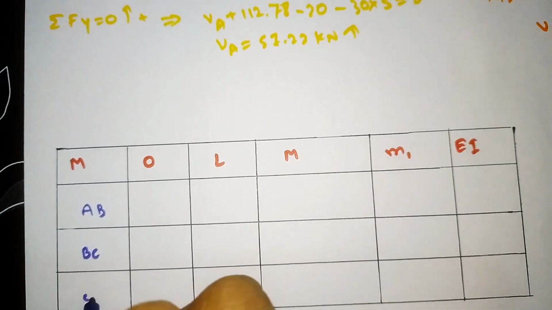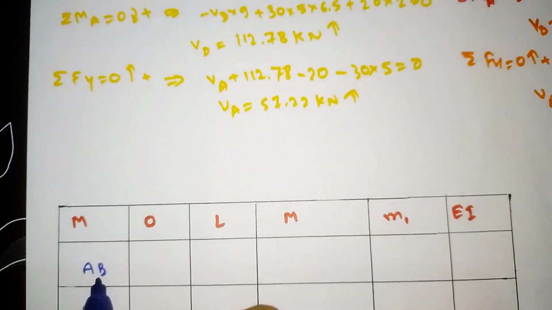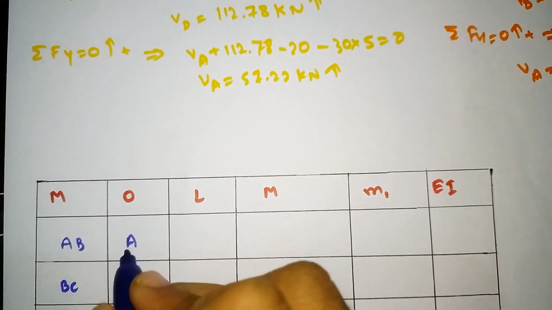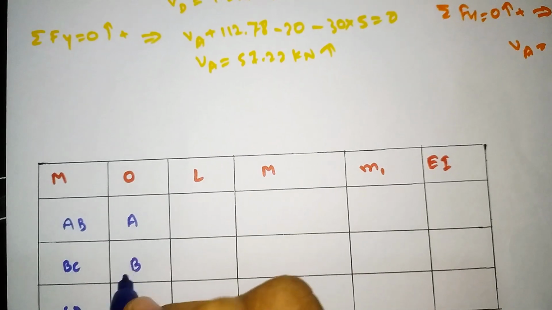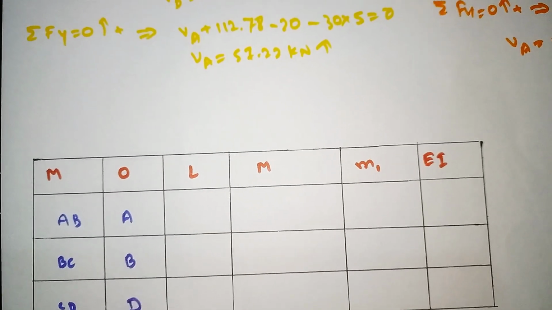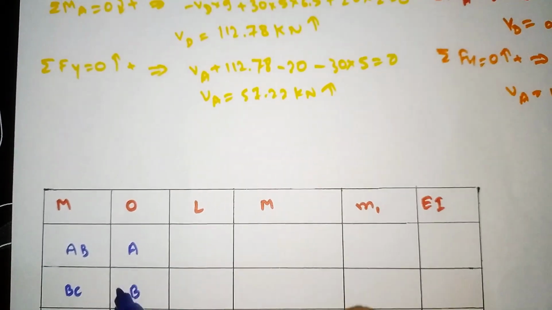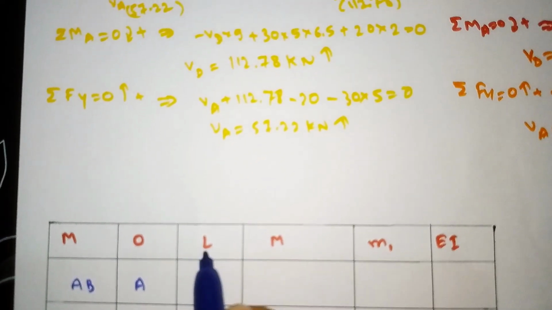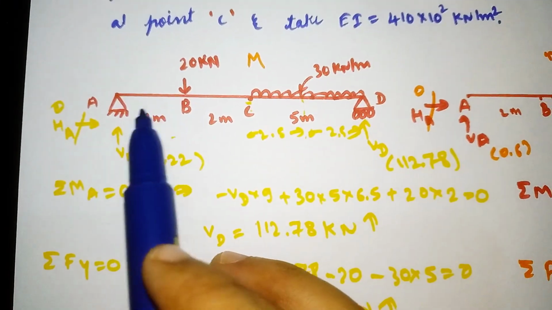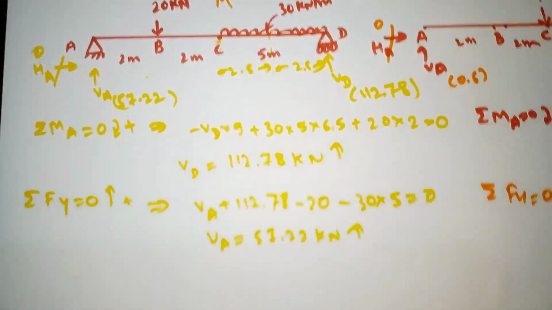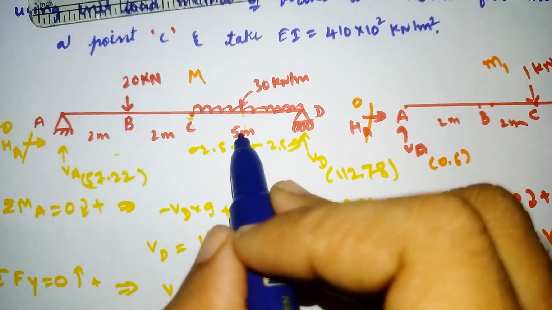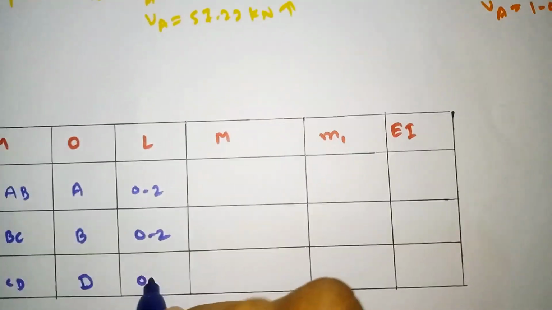AB, BC and CD. The origin: for AB I am taking the origin as A, for BC I am taking the origin as B, and for CD I am taking the origin as D. I will tell you later why I have taken the origins A, B, D. I will explain while solving. For AB, the distance is 2, so our limit is 0 to 2. For BC also we have the distance 2 meter, so our limit will become 0 to 2. For CD we have the distance 5 meter, so the limit will become 0 to 5.